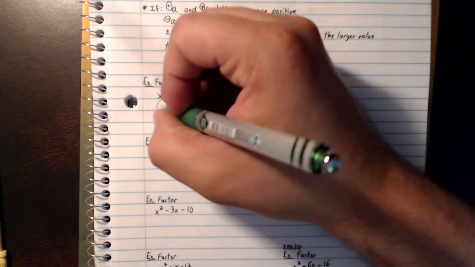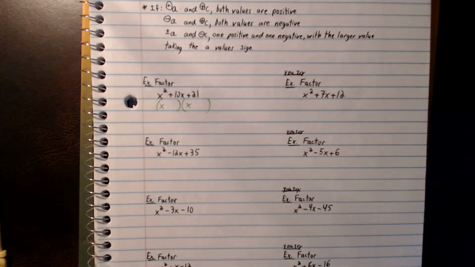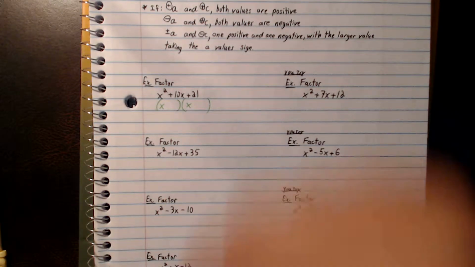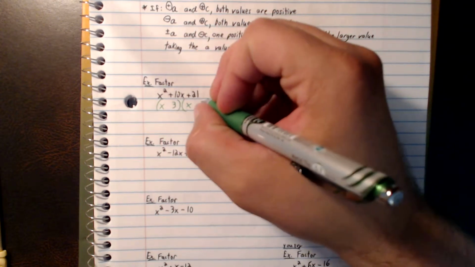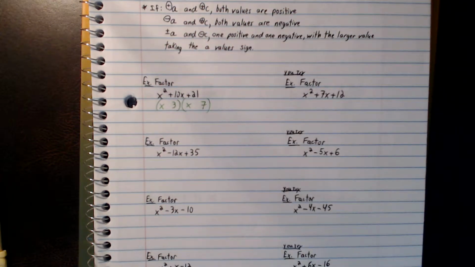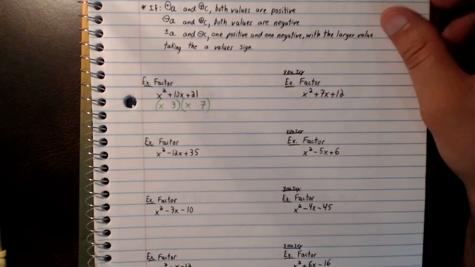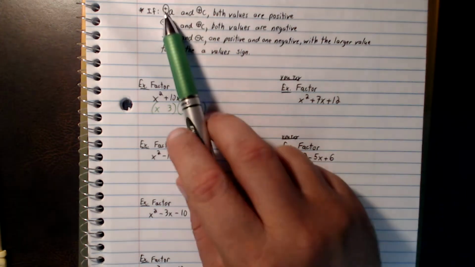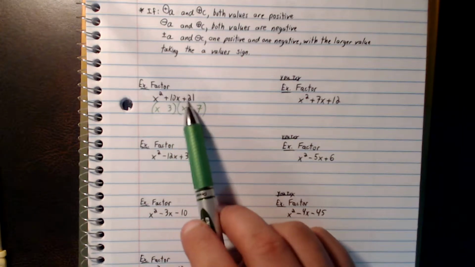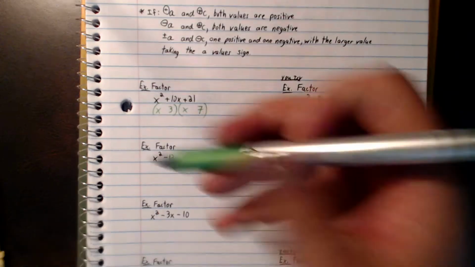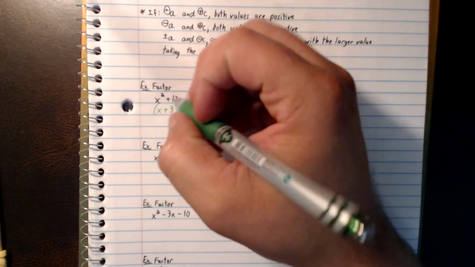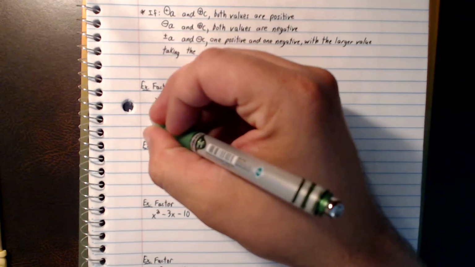Now I'm lucky because there's only really a couple of numbers that will multiply to 21. 1 and 21, but those add to 22, so that doesn't work. The other numbers I could multiply to make 21 would be 3 and 7. Okay, 3 times 7 is 21, 3 plus 7 is 10, so that worked out perfectly. And because both A and C terms here are positive, both of these values have to be positive. And that is our factored form.